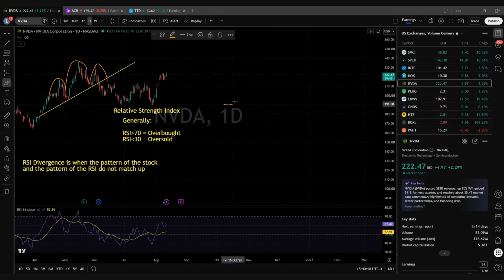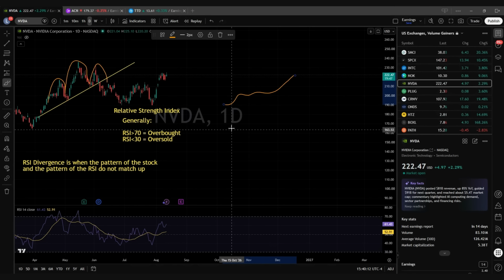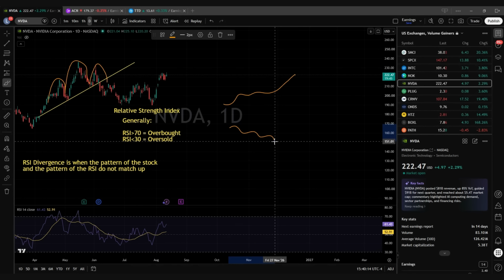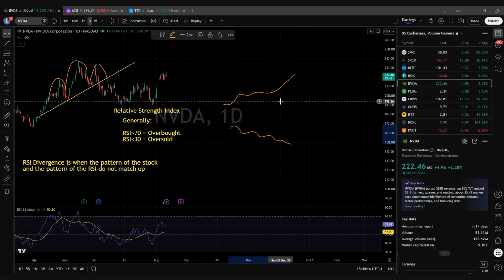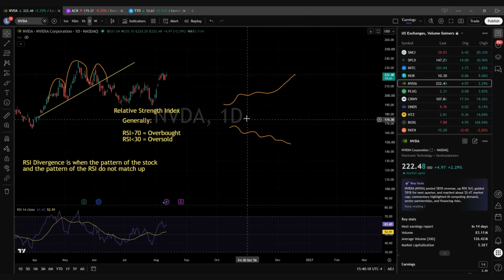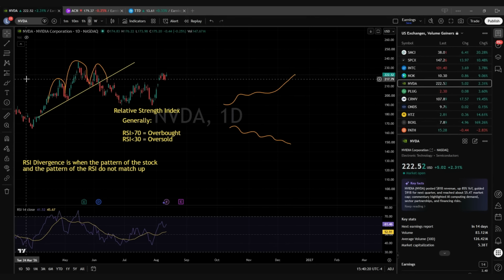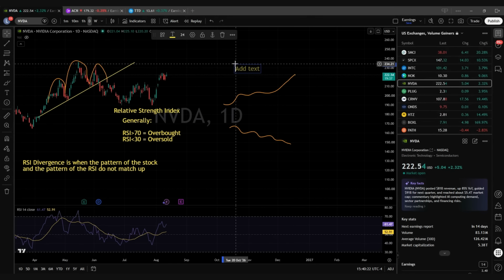So if the stock is going like this and the RSI is going down like this, creating lower highs, despite the stock going higher highs, this is bearish RSI divergence.